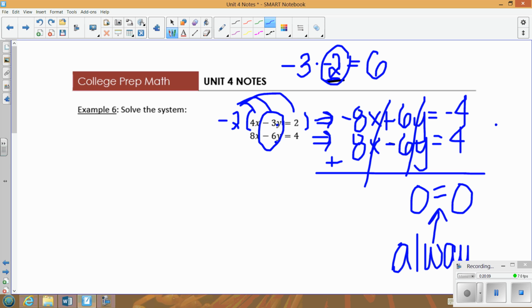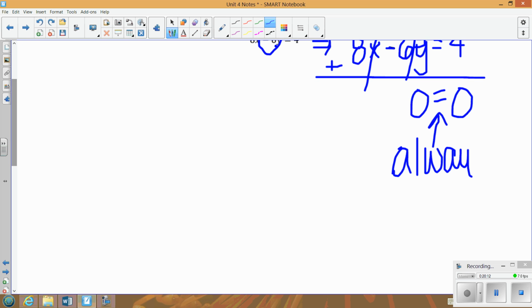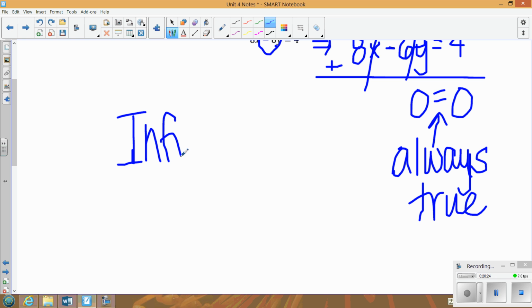So what that really means is that you have infinite solutions. This system is always going to be true for any x and y value that you plug in. So that means we have infinite solutions. And remember what that means graphically is that really you have the same line. So any solution to one equation is always going to be a solution to the other equation, which is why it's always true for any x and y value that satisfies one of the equations. So we have infinite solutions.